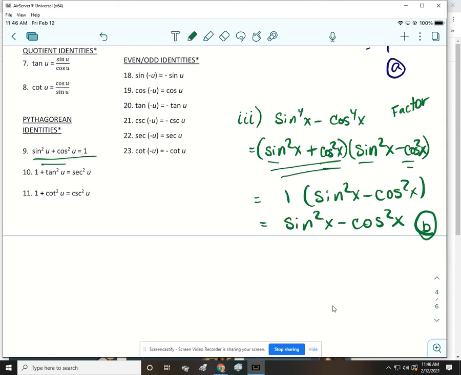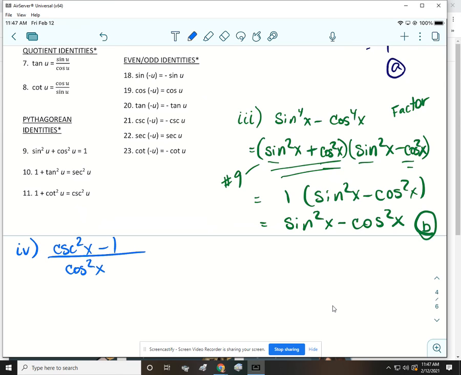All right, so at this point right here, we used number 9. It's a very popular identity. You'll use it a lot. Okay, and then we're going to do one more. We'll call this IV, or 4 is what it stands for. So it is cosecant squared of x minus 1 over cosine squared of x.